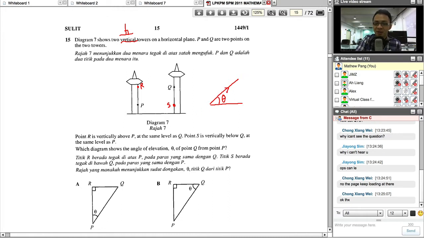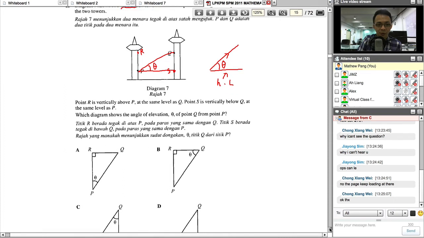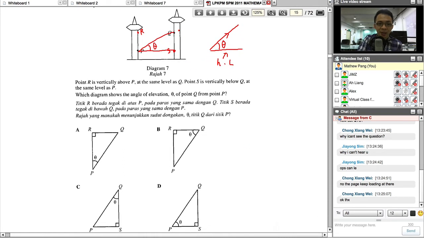Depression means looking down. But for both elevation and depression, they must fulfill one condition: they must have the horizontal line. This one is the horizontal line. So in these cases, you look up to Q here, and then there must be the horizontal line. I should have a diagram like this in my answer. So my answer will be Q, S, and P. Let me see. Q, S, and P. Yes, the answer will be C.